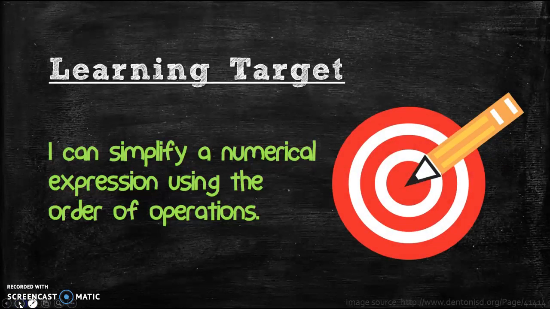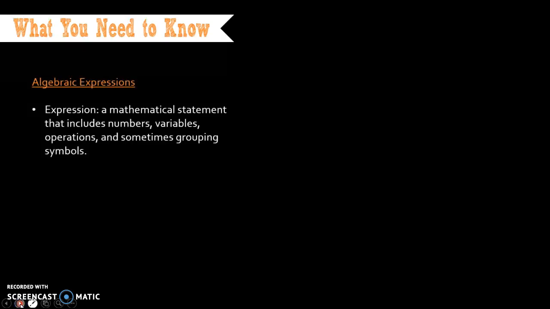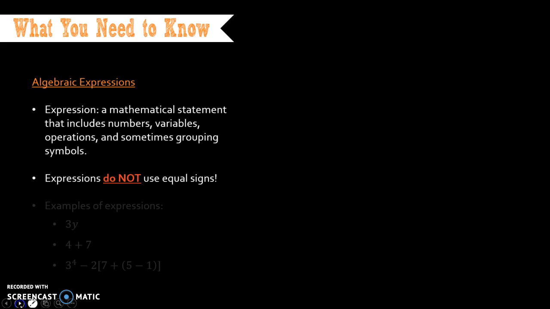I can simplify a numerical expression using the order of operations. Here's what you need to know. Algebraic expressions are mathematical statements that include numbers, variables, operations, and sometimes grouping symbols like parentheses or brackets. Expressions do not use equal signs.